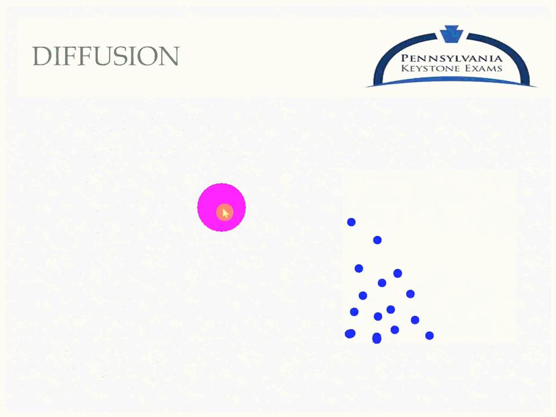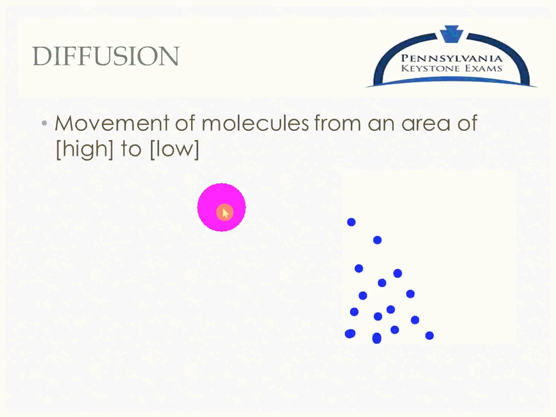The first topic is diffusion. As you can see in this little animation here, those blue dots are starting off clumped in the corner and then they spread on out. So that's exactly what we're looking at for diffusion. Diffusion is when molecules or any sort of compound go from an area where they're high concentration to low concentration.